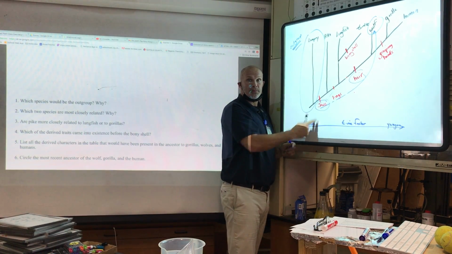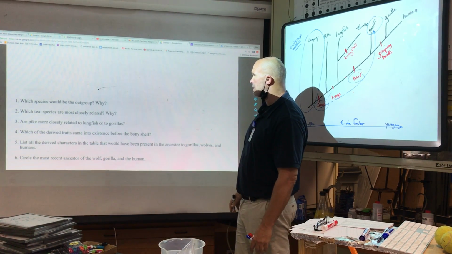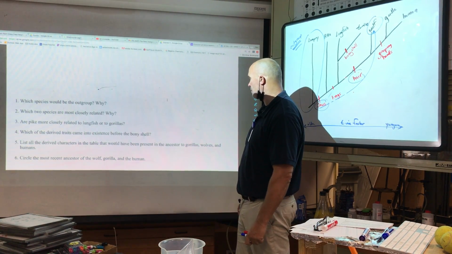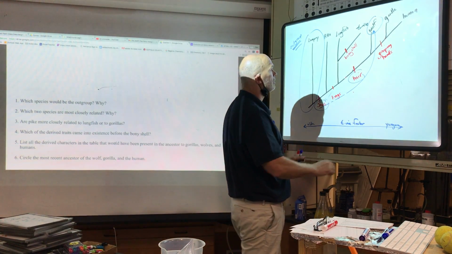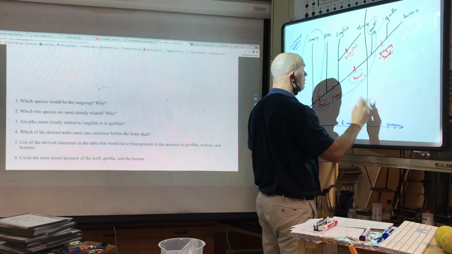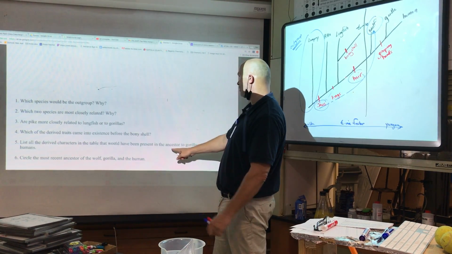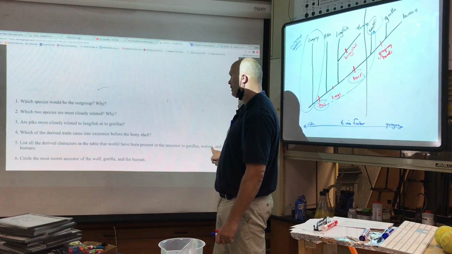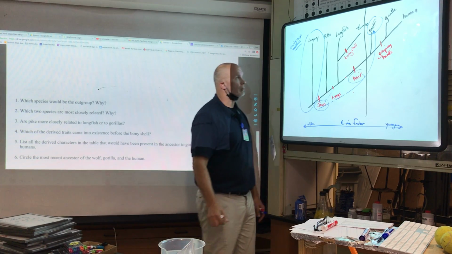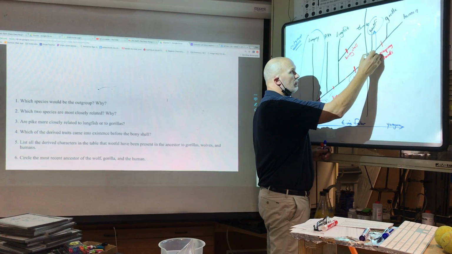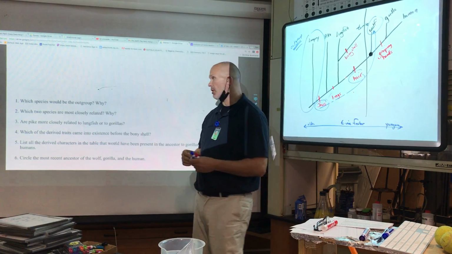Lungs and jaws. List all the derived characteristics in the table that would have been present in the ancestor to gorillas, wolves, and humans. Ancestral. That would have been present in the ancestor to gorillas, wolves, and humans. What's the ancestor to the gorilla, wolves, and humans? Where are we? So what's the question again? That's the spot we're talking about.